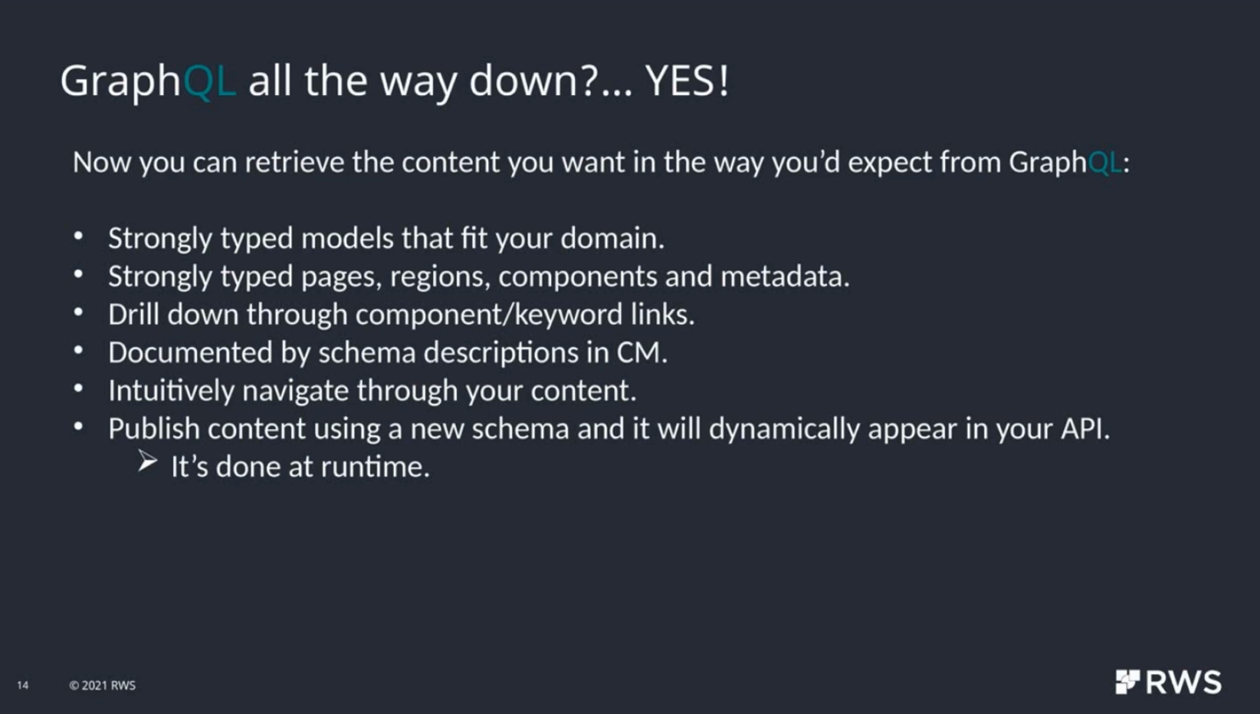Documentation is done through the descriptions that you define in your schema, so it makes it easy for people to use. Hopefully it's intuitive, so anybody that's familiar with GraphQL can easily navigate through your content, and even without knowing the structure of the content, they can work it out through introspection. And if you publish content using a new schema, it dynamically appears in the API, and it's all done at runtime. So you don't have to restart the content service for any of this. It's literally publish, wait a few seconds for things to refresh, and away you go.